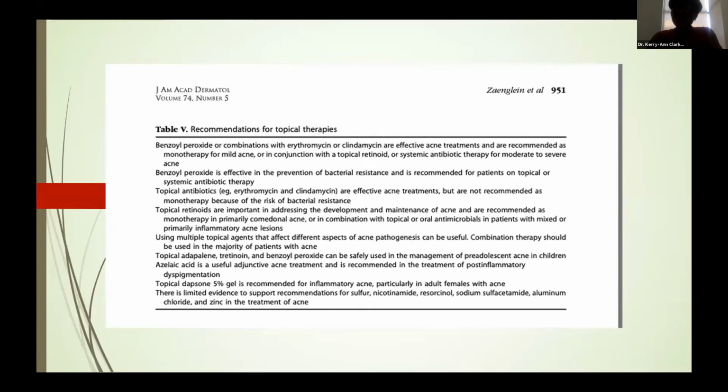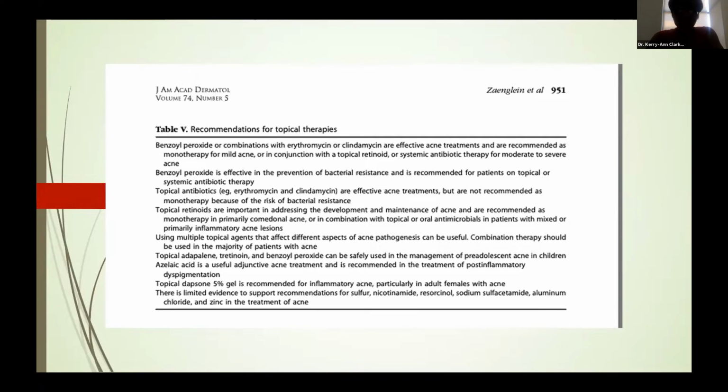You can also use it in combination with other topicals. So you can use it in combination with clindamycin, is what we have available, or you can use it in combination with your topical retinoid. It's also advised that you use it with your systemic antibiotics to prevent bacterial resistance. Your topical antibiotics are not recommended for monotherapy, because then you'll be promoting bacterial resistance.